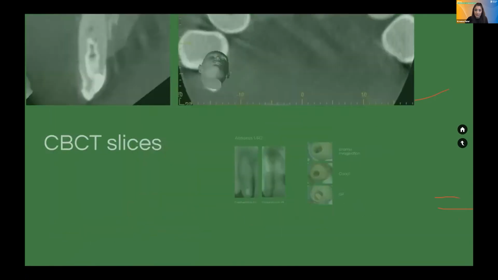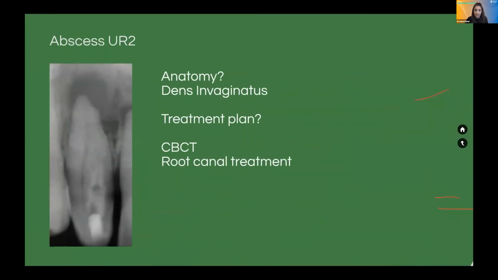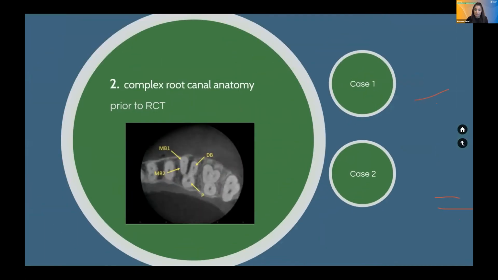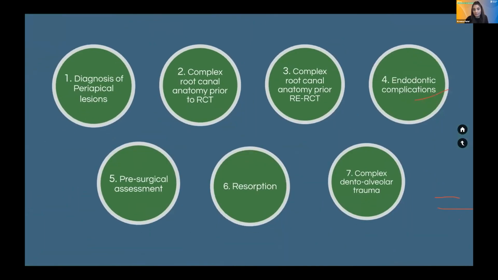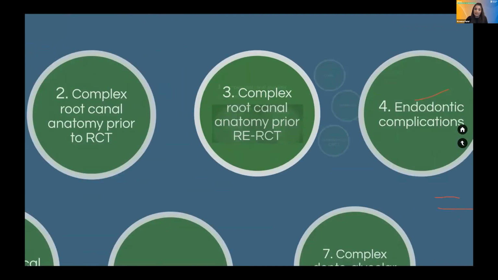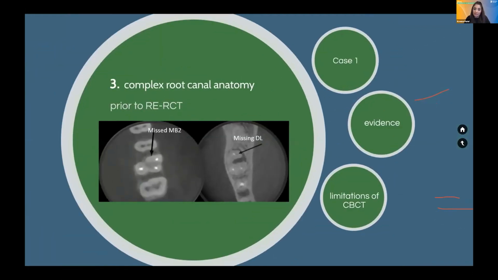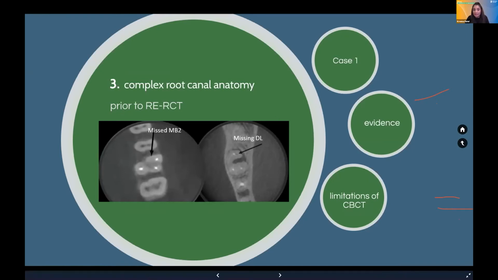I probably would have felt quite lost actually with that case if I didn't have a cone beam CT. It's really, really important for complex root canal treatment. It's also good prior to root canal retreatment. So if we just look at these two cone beam images here, firstly to start with, the first is a cone beam CT of an upper molar tooth, and we can see immediately there is a missed MB2 canal.